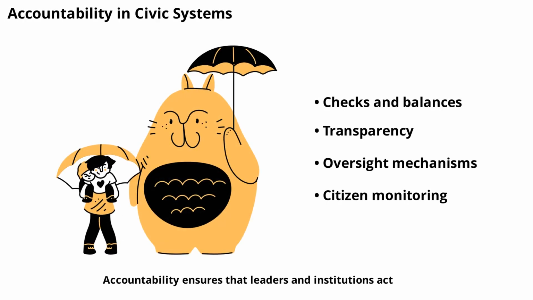Accountability ensures that leaders and institutions act in the best interests of the public. Civic systems include checks and balances, transparency measures, and oversight mechanisms to prevent abuse of power. Citizens play a key role by monitoring government actions, reporting concerns, and participating in oversight processes. Accountability builds trust in the system and encourages continuous improvement. When leaders and institutions are held accountable, communities are more likely to thrive and achieve their goals.